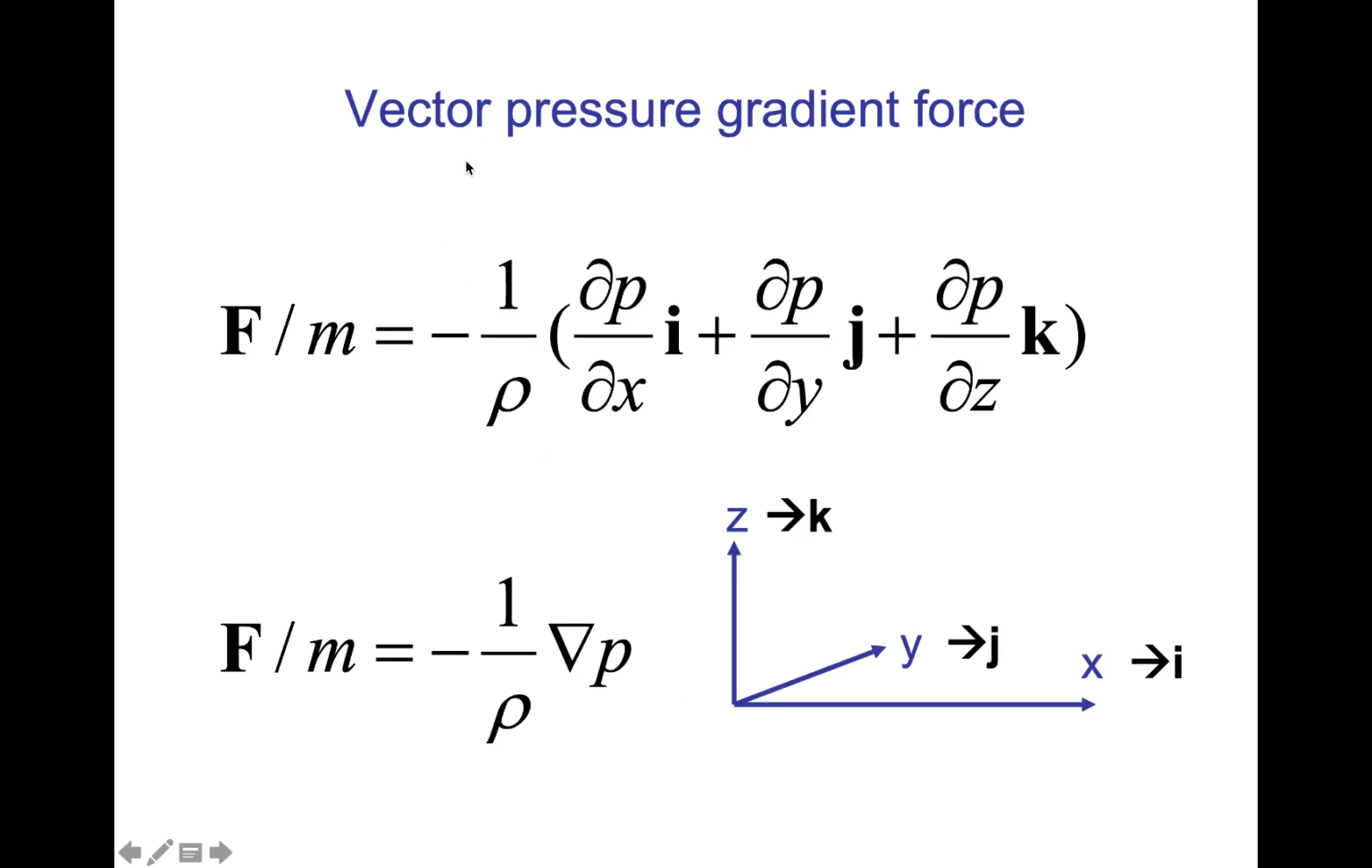The total vector pressure gradient force, after we do the exact same mathematical manipulation in the y direction and in the z direction, is that F over m is minus 1 over rho times dp/dx in the i direction plus dp/dy in the j direction plus dp/dz in the k direction: west to east, south to north, down to up. Using the notation again that is in our mathematical relationships, that is the gradient of p, so F over m equals minus 1 over rho times the gradient of p.